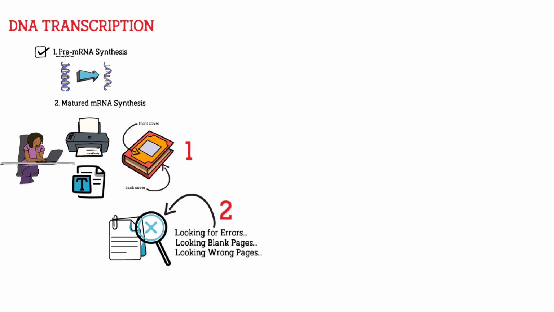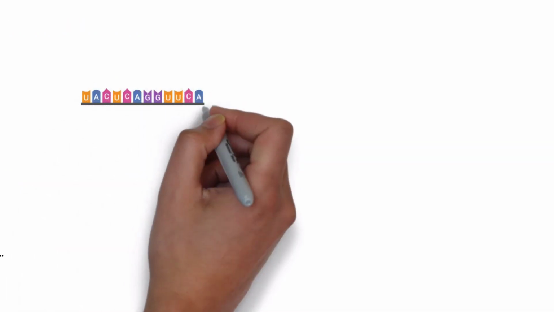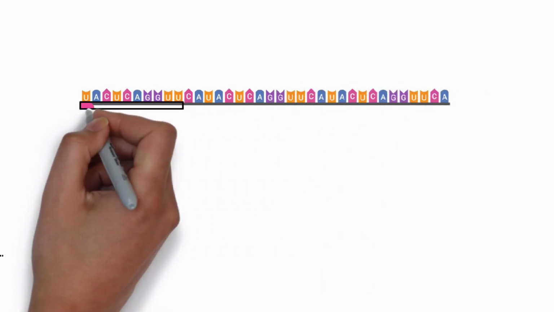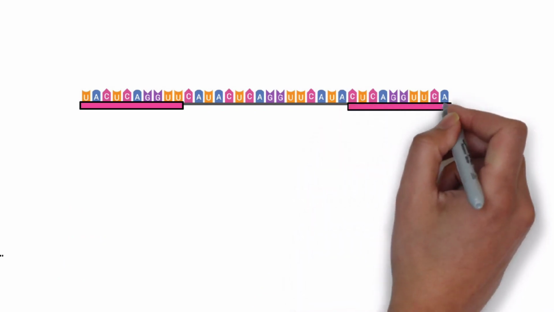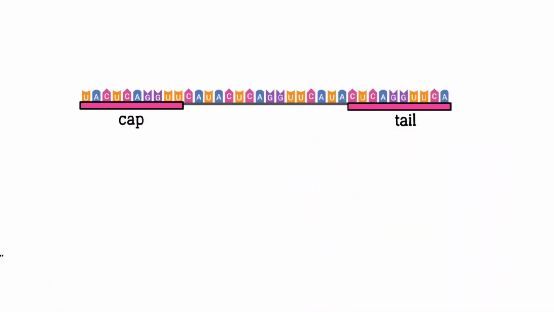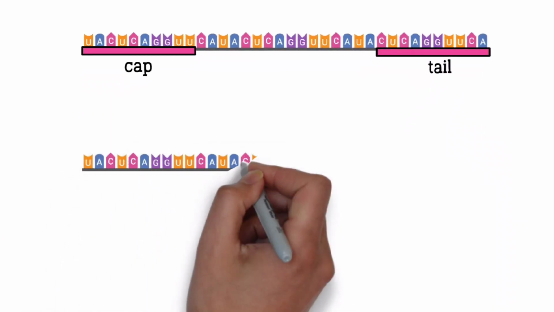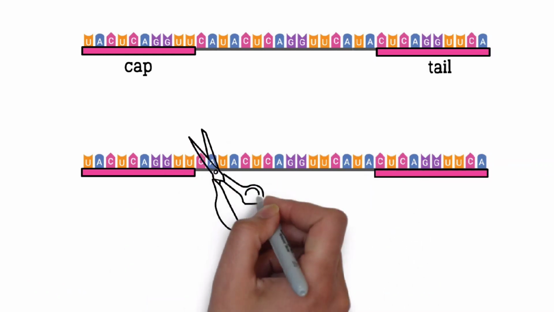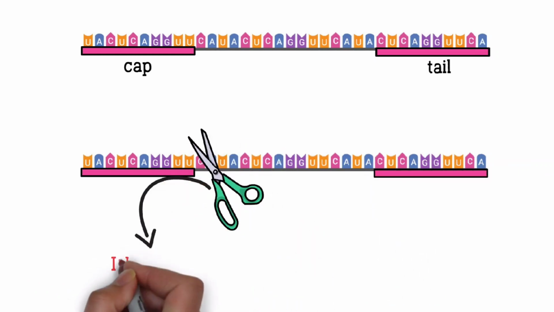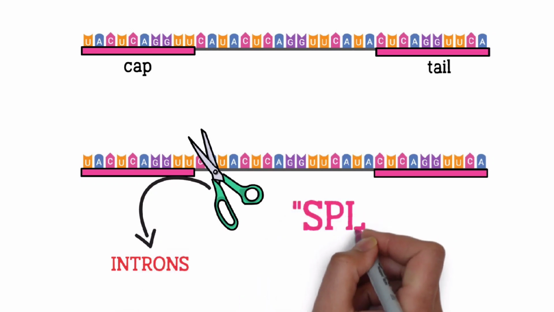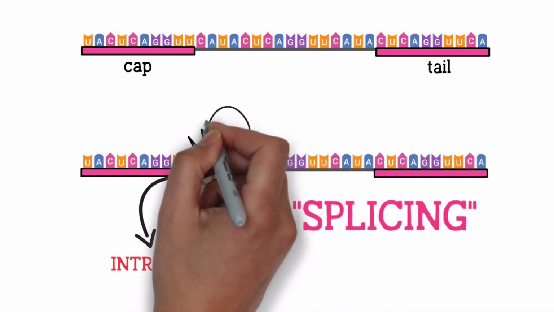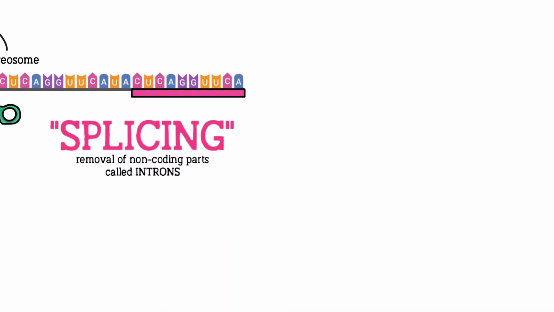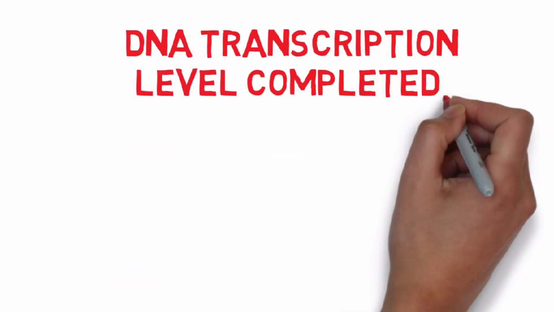The first step involves the addition of a cap and a tail to the ends of the pre-mRNA molecule. These cap and tail are short sequences that protect the mRNA molecule. The second step of the process involves the removal of any unuseful or junk sequences that do not code for proteins, and these are known as introns. This process is known as RNA splicing, in which the protein-RNA complex known as the spliceosome removes these non-coding parts. And that completes the process of DNA transcription.